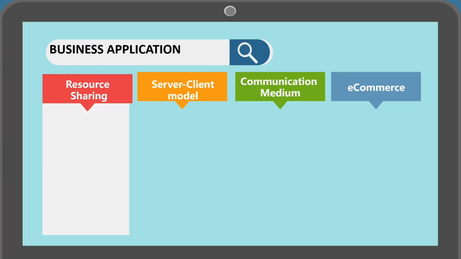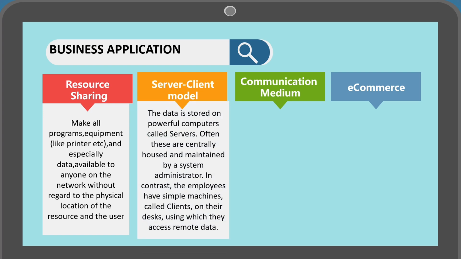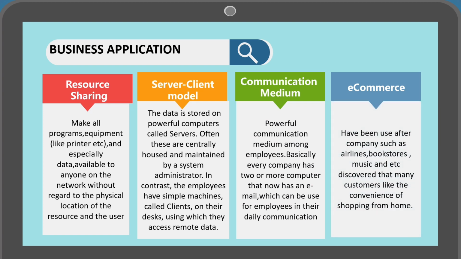The first use of computer network is in the field of business. The first one is that we have resource sharing. Resource sharing makes all programs, equipment like printers and especially data available to anyone on the network without regard to the physical location of the resource and also the user.